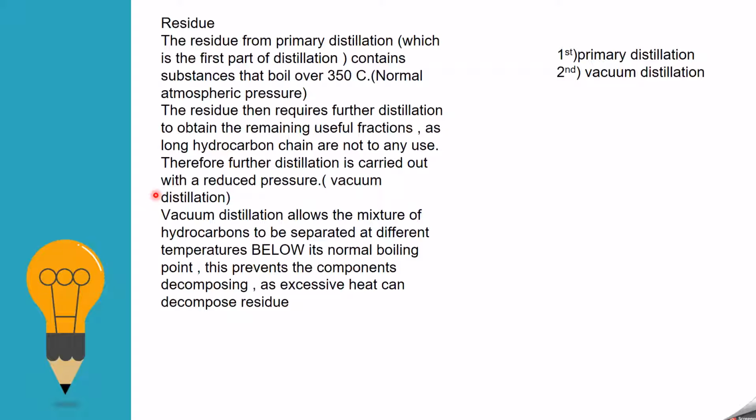Now, this vacuum distillation is done straight after primary distillation, and this allows the mixture of hydrocarbons to be separated at different temperatures below its normal boiling point. This prevents the components decomposing, as excessive heat can decompose the residue. So it goes from primary distillation; if you still have residue, then it goes into vacuum distillation, or secondary distillation, where the pressure is reduced, and so the fractions are separated just below the normal boiling point.